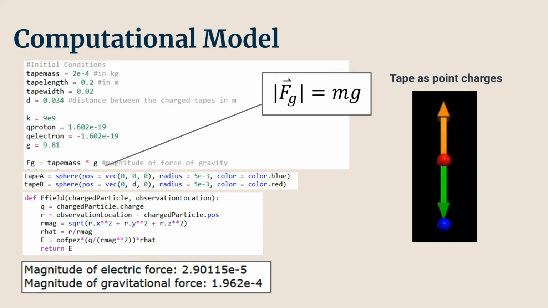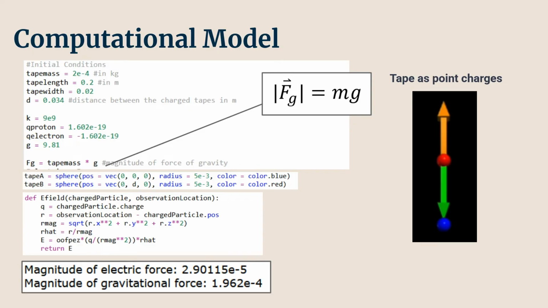In the computational model, I treated the pieces of tape as point charges. The initial conditions were set the same as the observed model with the same values of tape mass, length, and width, and included the distance between the charged tapes. I also set the constants like K and G for calculating the electric force and gravitational force. In the code, I have calculated the gravitational force and have a function from lab 0 for the electric field.